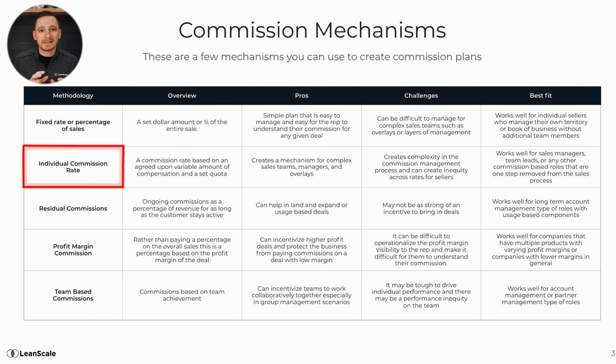The next type of commission plan is an individual commission rate. So this individualizes the percentage of a given deal based on an agreed upon variable rate for their on-target earnings and their quota. As an example, if you agree that your variable is going to be $100,000 and you have a $1 million quota, you would divide those for a 10% commission rate.